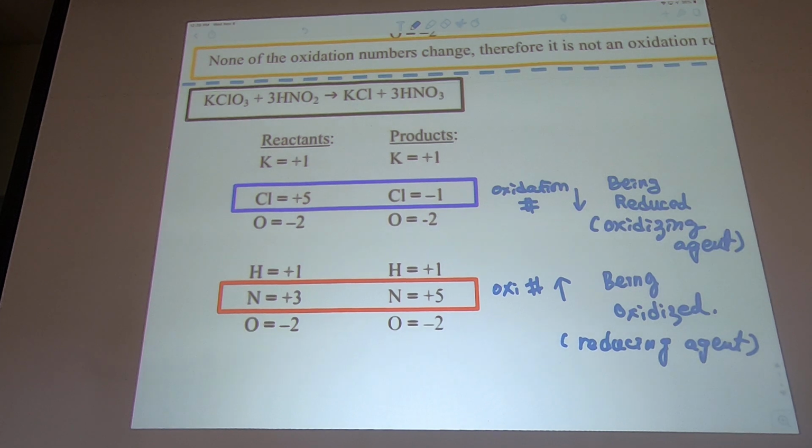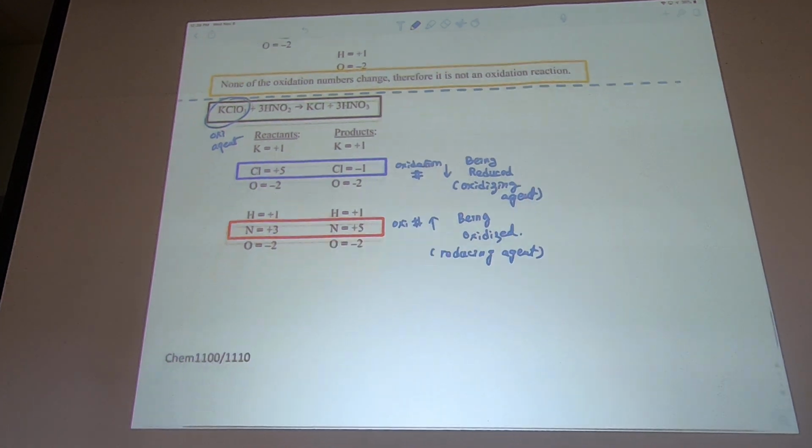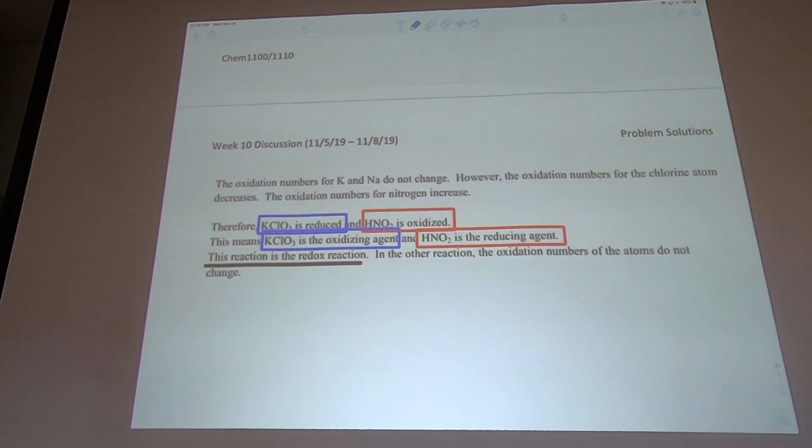Okay? So this compound is the oxidizing agent. And the other one is obviously the reducing agent. So this is being reduced, and that one is oxidized. Something that is being reduced is an oxidizing agent. Something being oxidized is a reducing agent. And this reaction is a redox reaction.